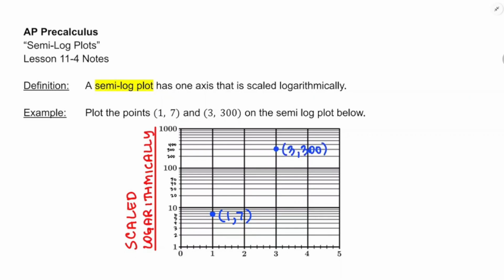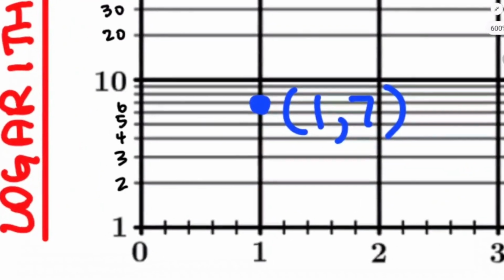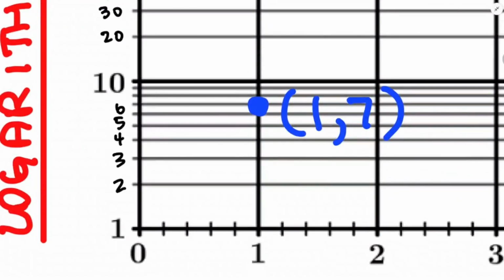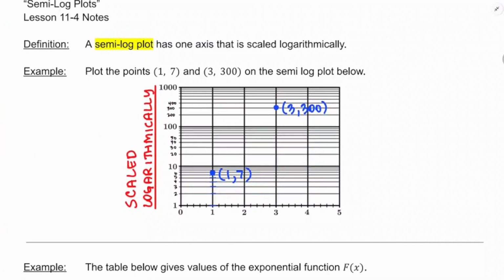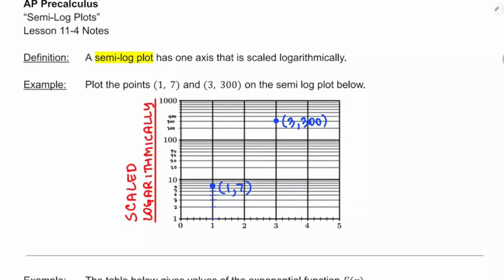Okay, but this one, 1 and 7, I kind of need to think. Okay, this is 1, 2, 3, 4, 5, 6. Okay, it was in the right spot. It was just so small in there that it looked like it might have been on 6. Okay, so that's the point 1 and 7. All right, and so we've plotted a couple of points on a semi-log plot. And I think that's the first step.